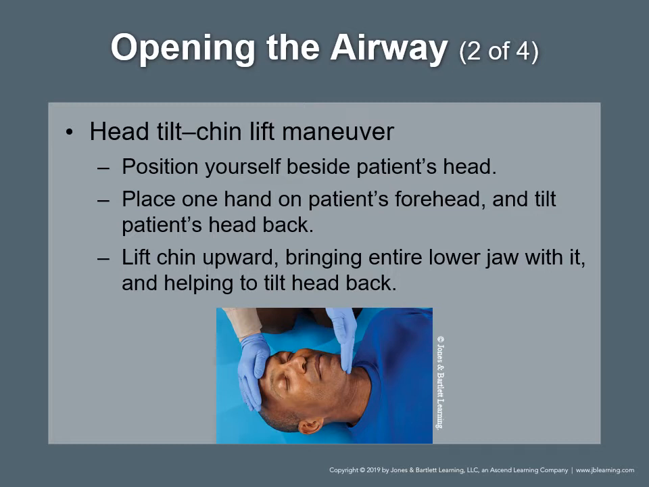To perform the head tilt chin lift maneuver, follow these steps. With the patient in a supine position, position yourself beside the patient's head. Place the heel of one hand on the patient's forehead and apply firm backward pressure with your palm to tilt the patient's head back. Place the fingertips of your other hand under the patient's chin. Lift the chin upward, bringing the entire lower jaw with it and helping to tilt the head back. Lift so that the teeth are nearly brought together, but avoid closing the mouth completely. Continue to hold the forehead to maintain the backward tilt of the head.